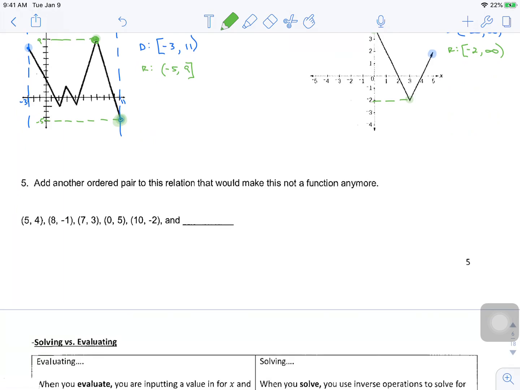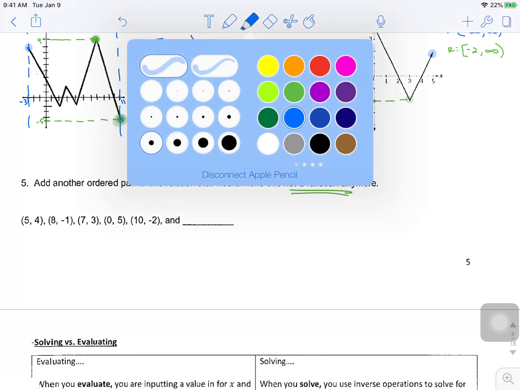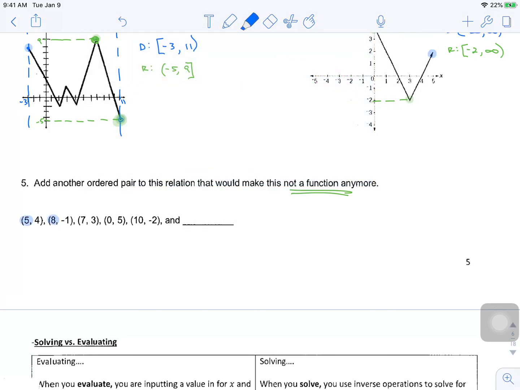Now, number 5, last one. Add another ordered pair to this relation that would make this not a function anymore. What does a function mean again? That means you don't have any repeated domain values or x values. So if you take a look, if I'm looking at all of my inputs, x values or domain values, none of them repeat.